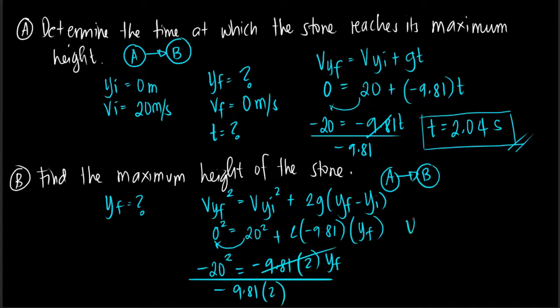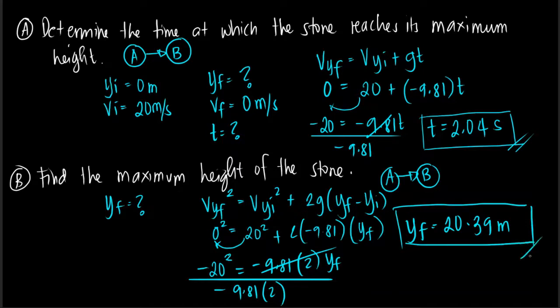Cancel ni. And now, YF is equal to 20 squared. So, no need to write the negative anymore. Kahit negative kag negative becomes a positive when divided. I have Y of F is 20.39 meters. This is the height or maximum height of our stone. Okay. So, let's move on.